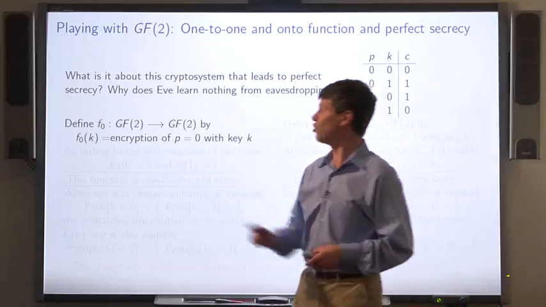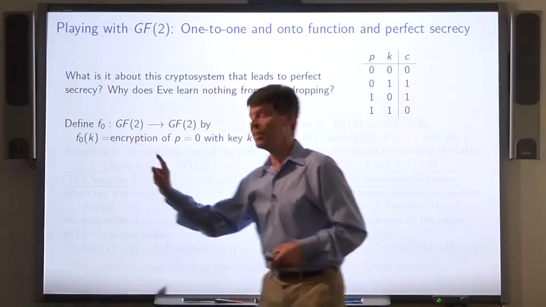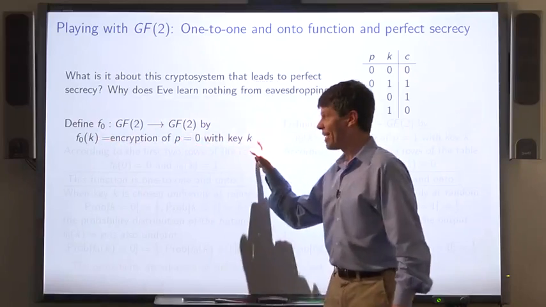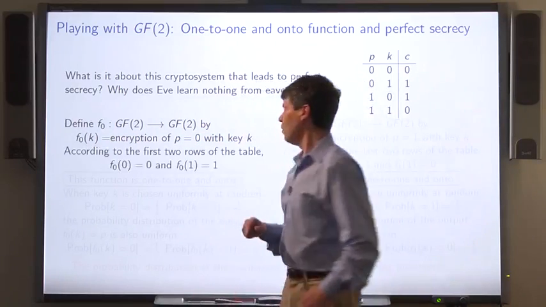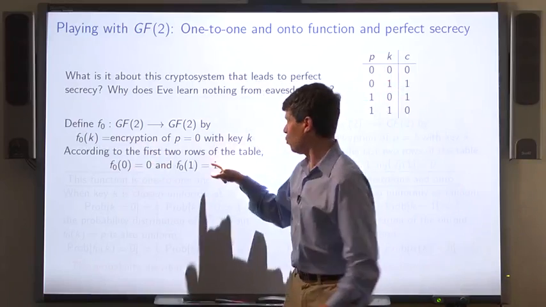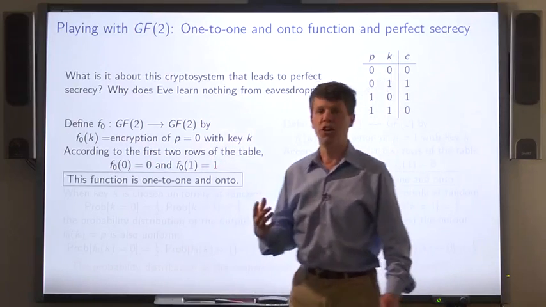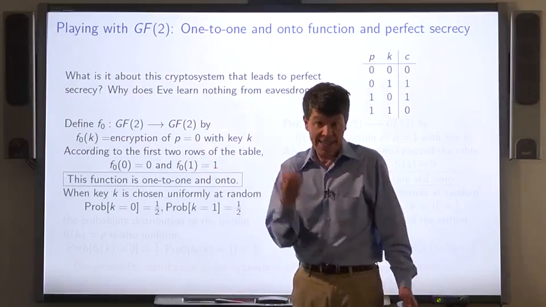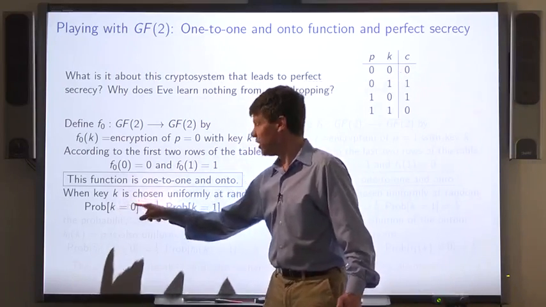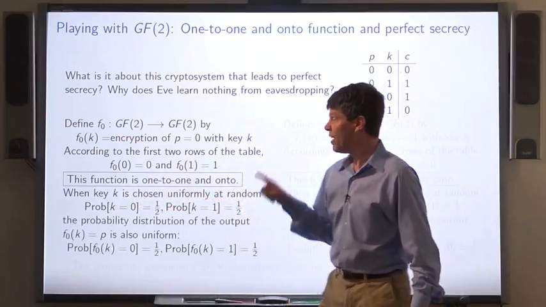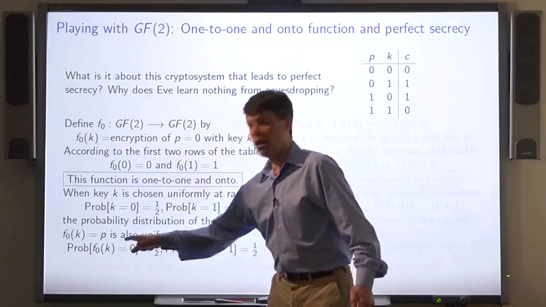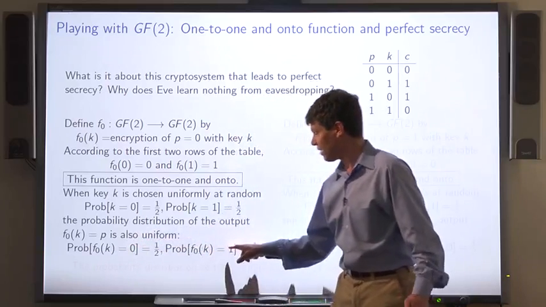Well, let's define the function f0 as follows. f0 takes as input the key, k, and outputs the encryption of the plaintext 0 with that key. So according to the first two rows of this table, f0 of 0 equals 0, and f0 of 1 equals 1. This function is one-to-one and onto. Now, when the key k is chosen randomly according to the uniform distribution, that is, when k is 0 with probability 1/2 and 1 with probability 1/2, then the probability distribution of the output is also uniform. That is, the probability that the ciphertext is 0 is 1/2, and the probability that the ciphertext is 1 is also 1/2.